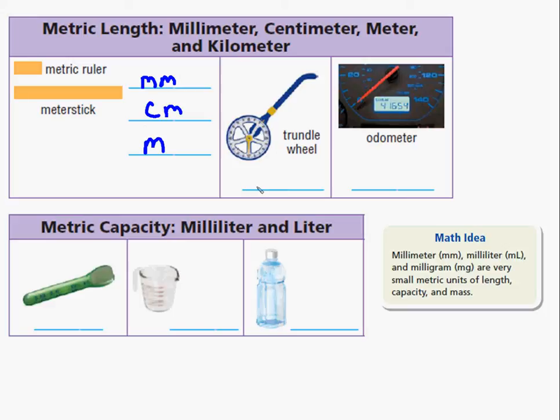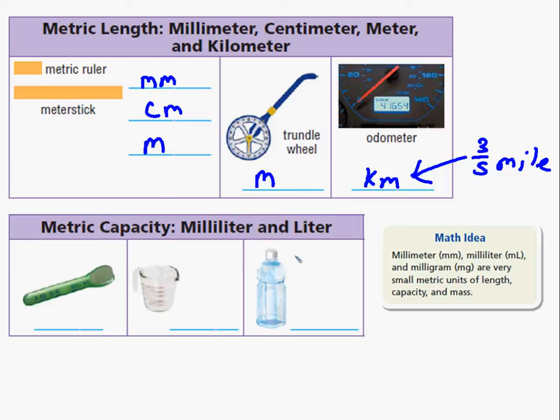But we can also use a trundle wheel to measure meters. The odometer in our car, we use that to measure kilometers. That is 1,000 meters, 1,000 of these meter sticks. It's about 3/5 of a mile. In other countries, they use kilometers rather than miles. You'll see on cars, they usually have miles on the outside, kilometers on the inside. But in other countries, they just use kilometers because they're on the metric system.